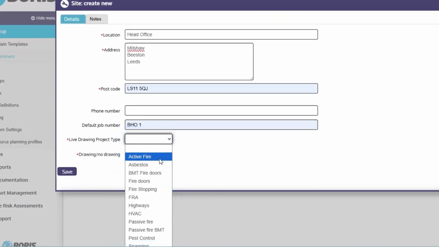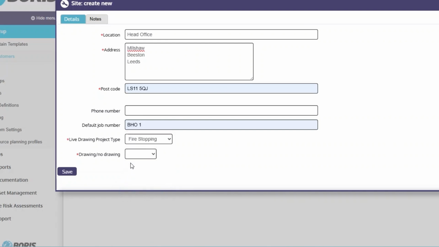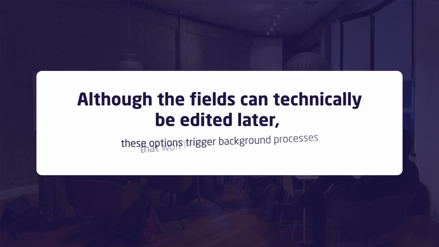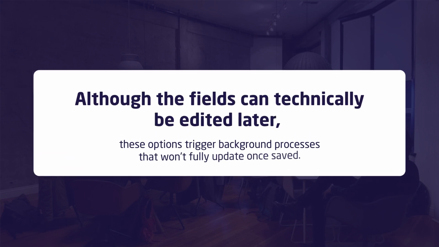In this example, we'll choose fire stopping. If a mistake is made at this stage, the recommended approach is to delete the site and recreate it. Although the fields can technically be edited later, these options trigger background processes that won't fully update once saved.